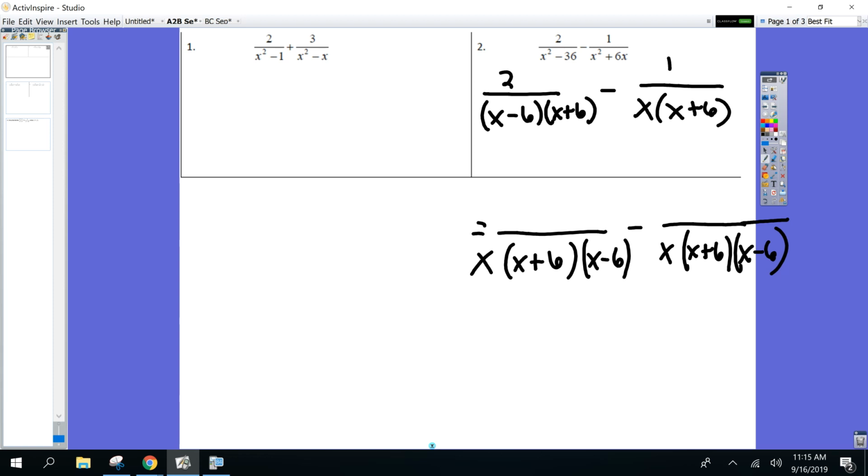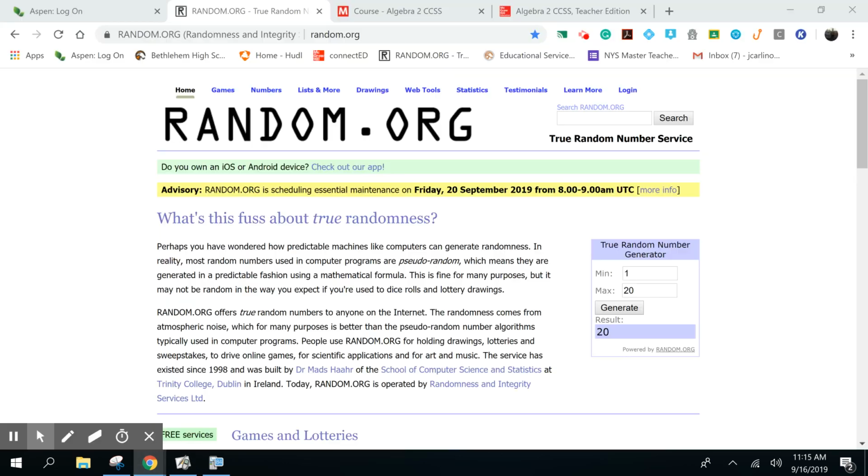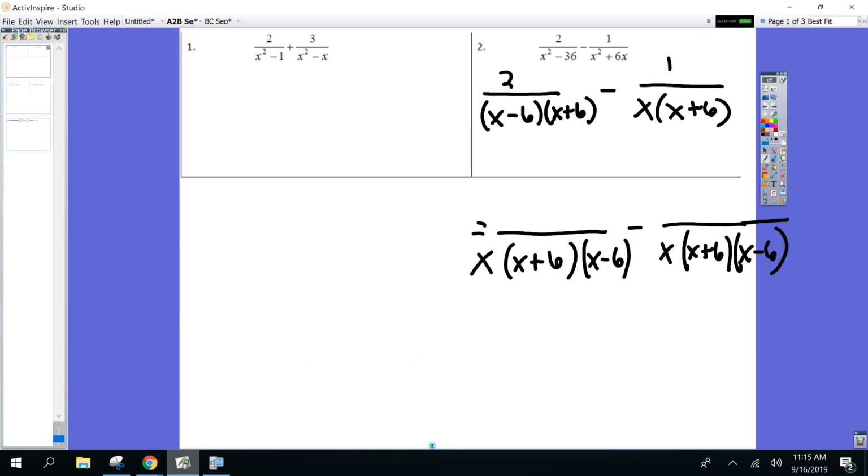All right, what's missing? What is missing here? Let's go, not 19. How about a 6? What's missing from this denominator, from my common denominator? What am I missing there, Casey? Yep, you got it. So multiply that by x. So I get 2x in the denominator here.